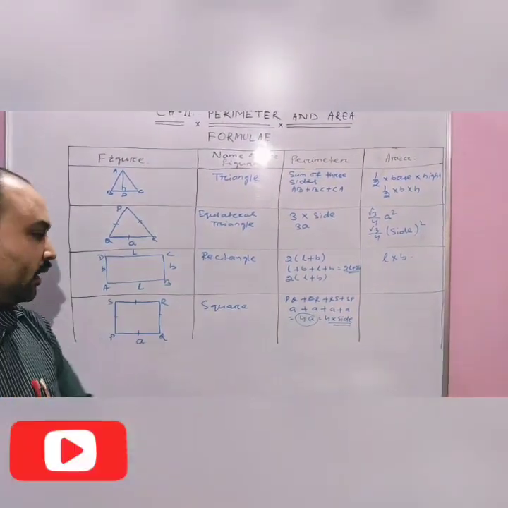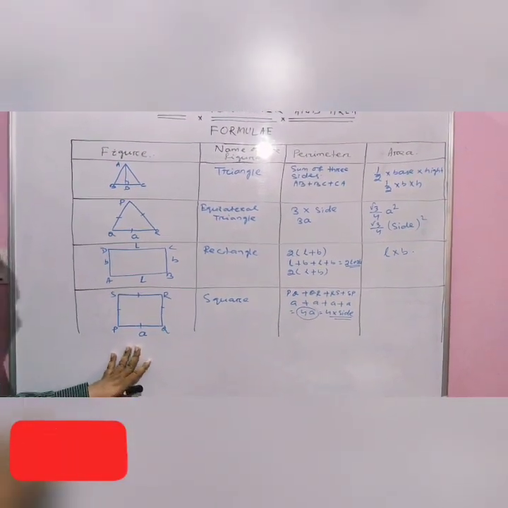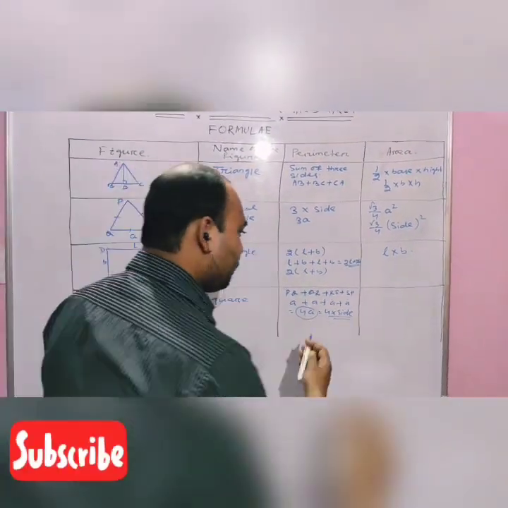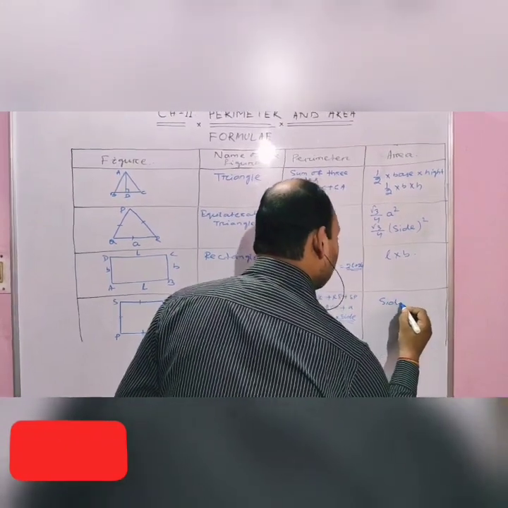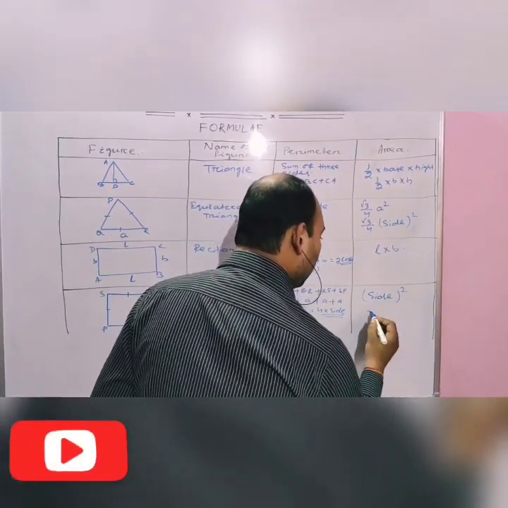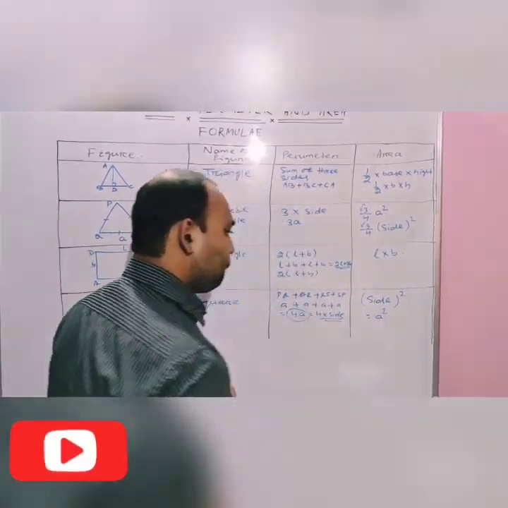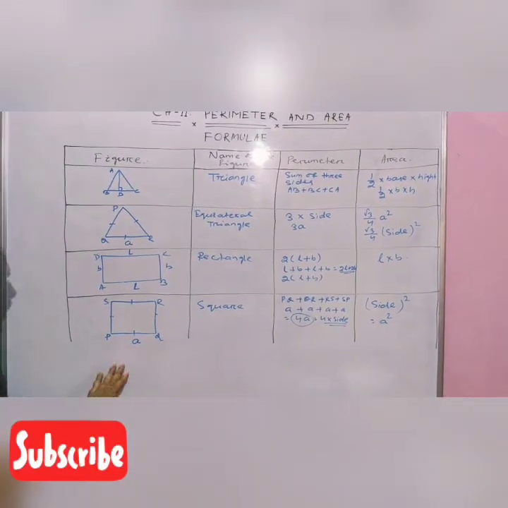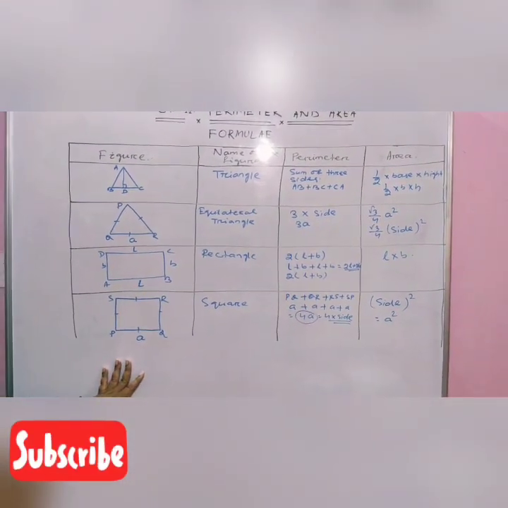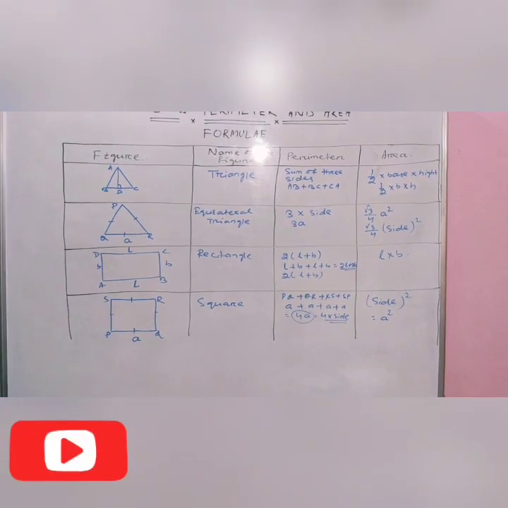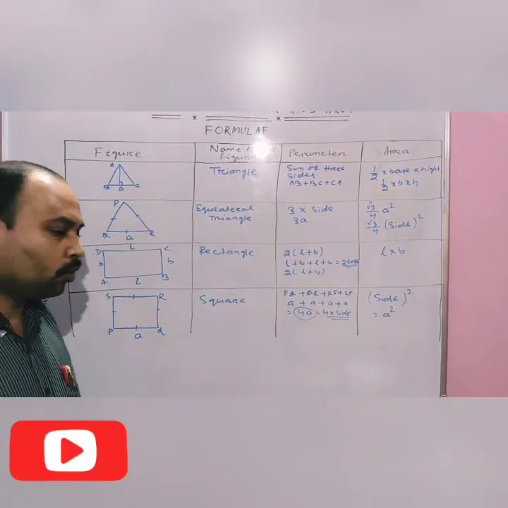Got it? Next, the area. Area formula for the square is side square, or A square. It is the formula of the square. Got it? After that, we have to discuss more formulas.